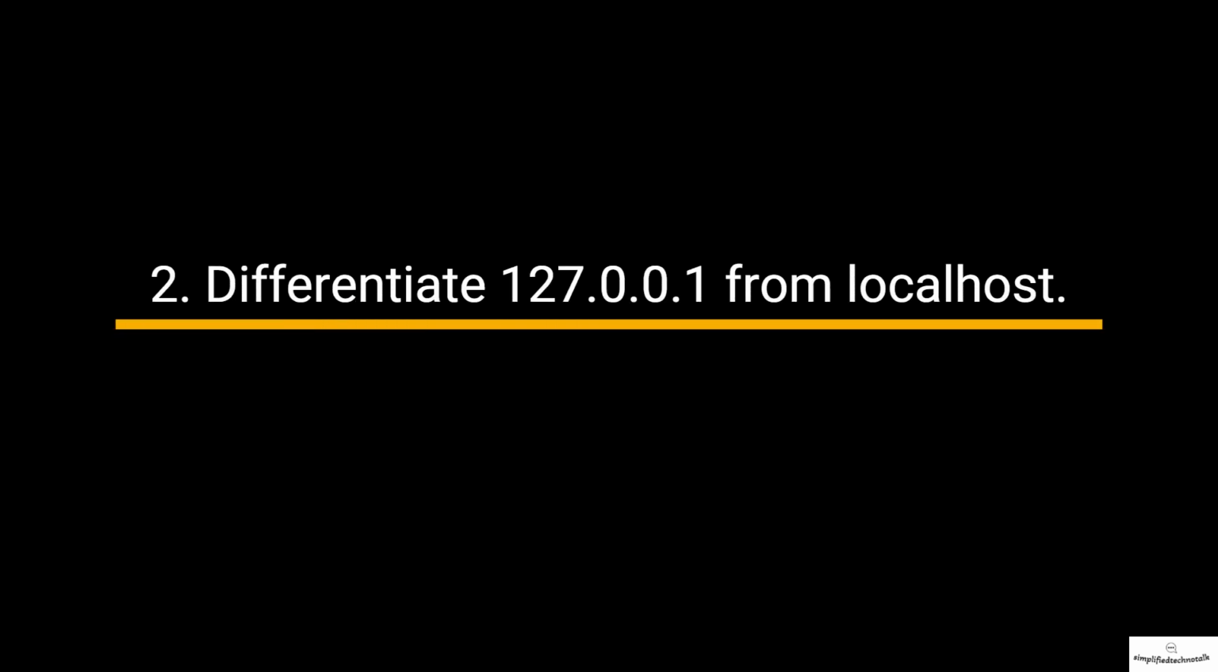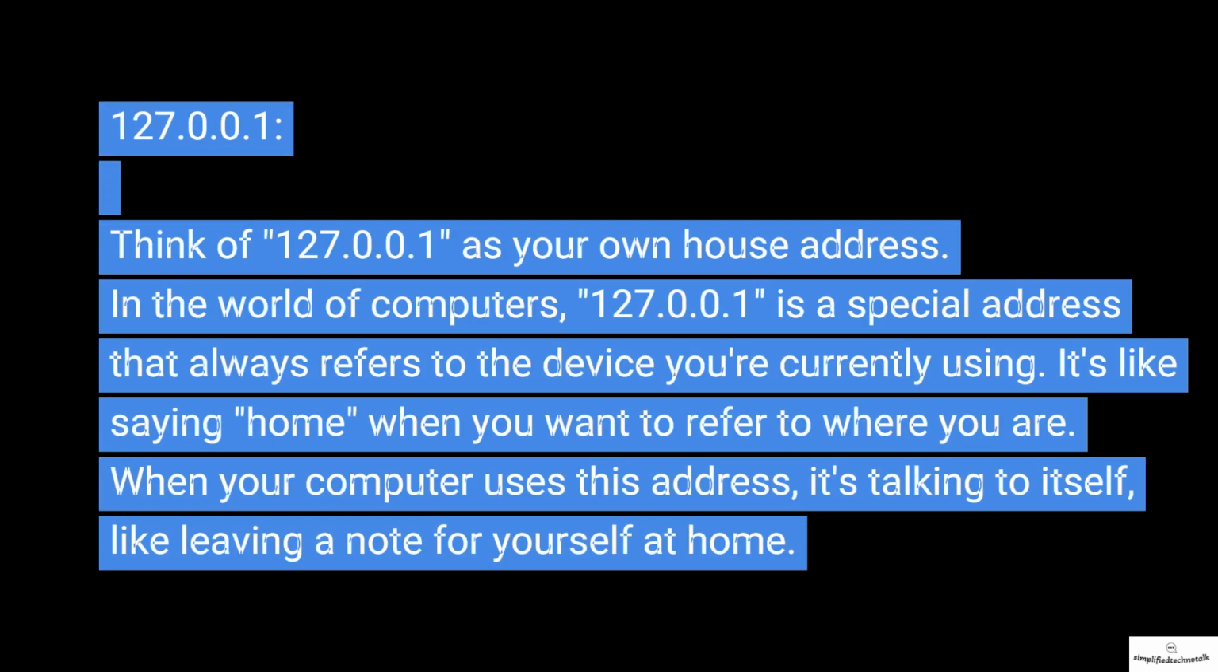2. Differentiate 127.0.0.1 from localhost. 127.0.0.1. Think of 127.0.0.1 as your own house address. In the world of computers, 127.0.0.1 is a special address that always refers to the device you're currently using. It's like saying, home, when you want to refer to where you are. When your computer uses this address, it's talking to itself, like leaving a note for yourself at home.